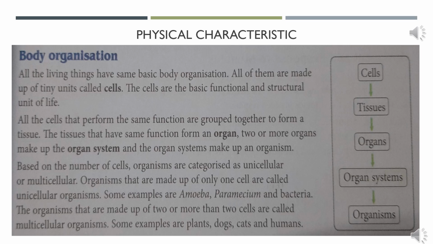But on the other part, multicellular organisms like us, or animals, or plants. Multicellular means which have a huge amount of cells, different types of cells grouped together to form something. They are known as multicellular organisms. Examples: dogs, cats, humans, etc.